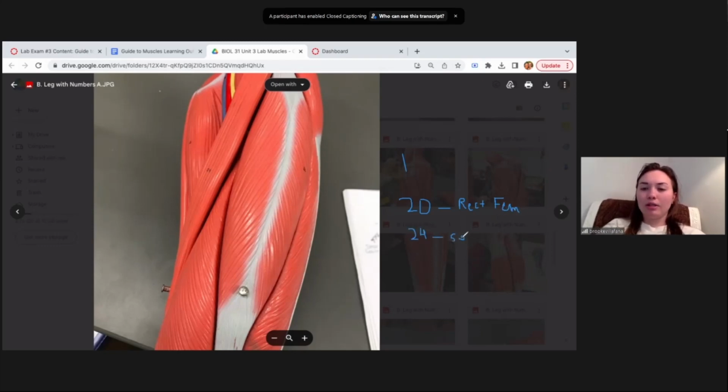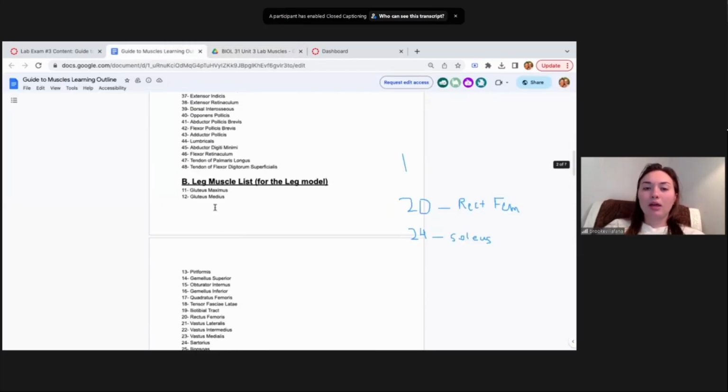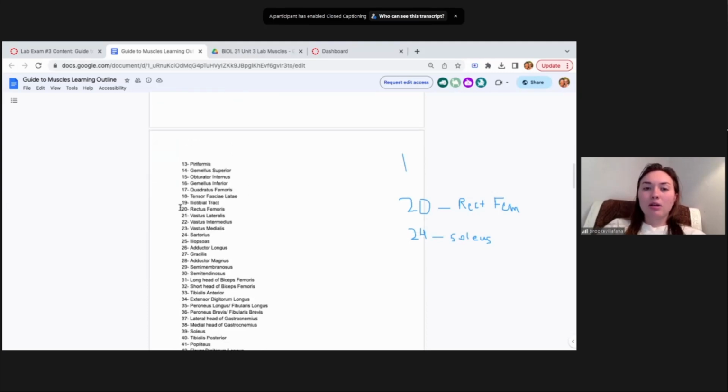These are not correct answers, but I'm just doing this as how I would do the work. And then what I would do from there is at the end go check my work. So I would pull up my key for the leg muscle list, number 20, rectus femoris. Oh, I got that one right. So then give yourself a check mark. Number 24, sartorius, not soleus.